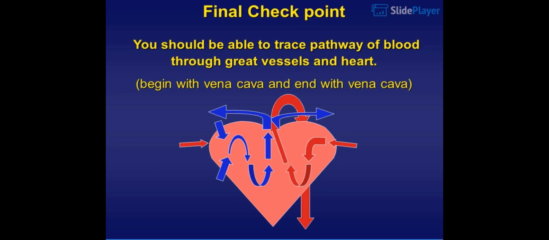Final checkpoint. You should be able to trace pathway of blood through great vessels and heart. Begin with vena cava and end with vena cava.